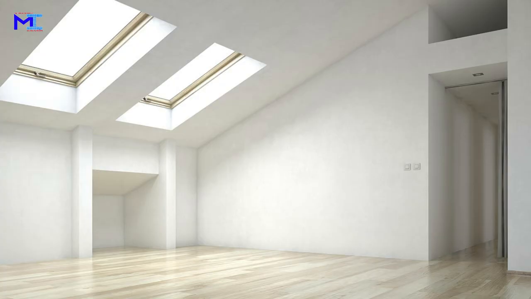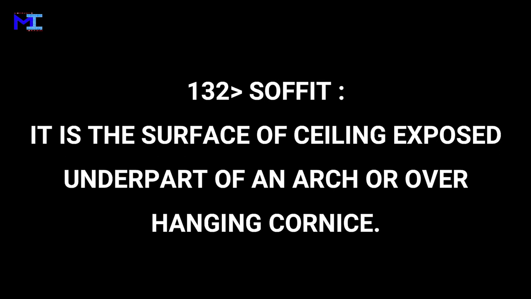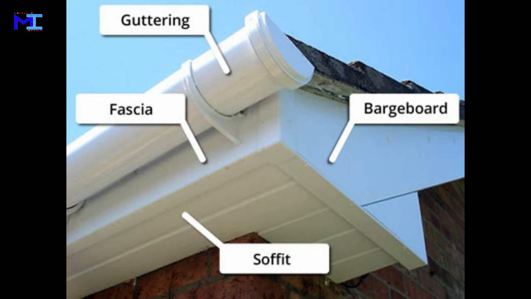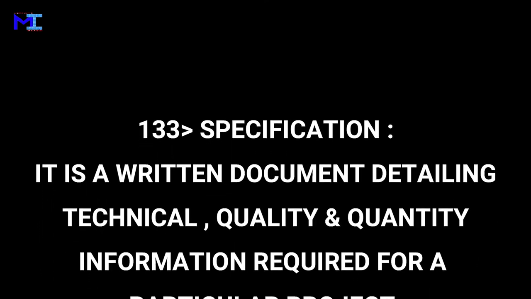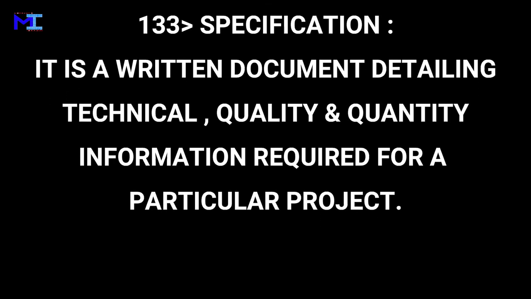Skylight, it is a window installed in a roof to provide additional light to an interior space. Soffit, it is the surface of a ceiling exposed under part of an arch or overhanging cornice. Specification, it is a written document detailing technical quality and quantity information required for a particular project.